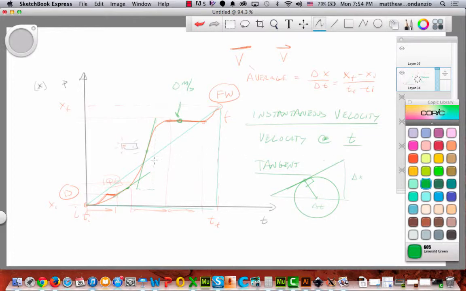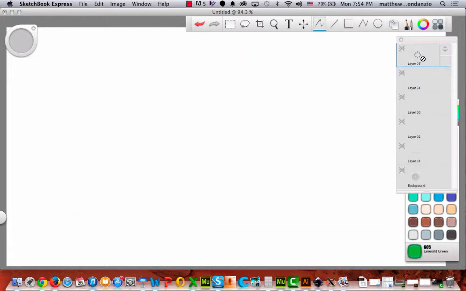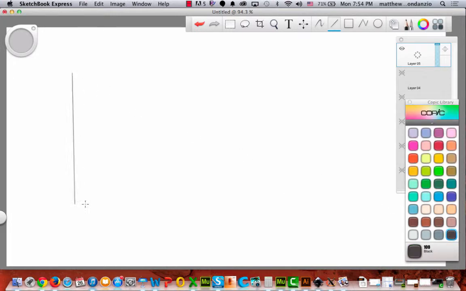And this again gives us our instantaneous velocity. So let's look at how we get there. I'm going to give you an example of how we get to the instantaneous velocity. All right, so again, let's look at another x versus t, or position versus time graph. Okay, and let's look at something that's fairly simple.